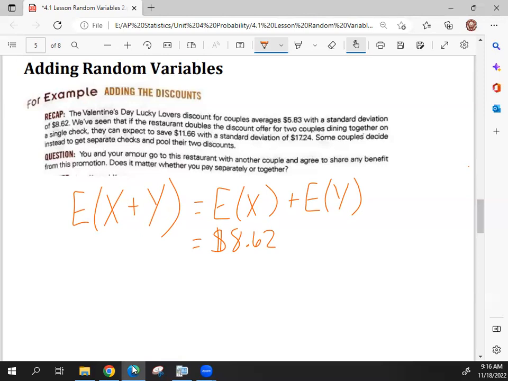Oh, that's my standard deviation. Sorry. I knew that was wrong.